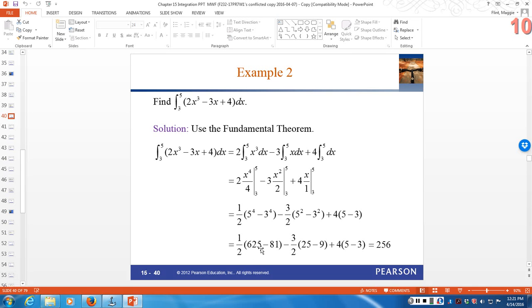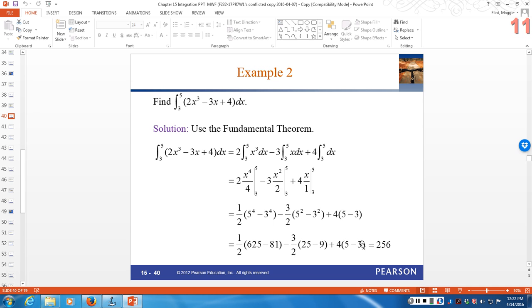So 5 to the 4th is 625. 3 to the 4th is 81. 5 squared is 25. 3 squared is 9. And then you've got 5 and 3. Subtract these two numbers, subtract those two numbers, subtract those two numbers, and then multiply by the number in front of the parentheses, and you should get 256.